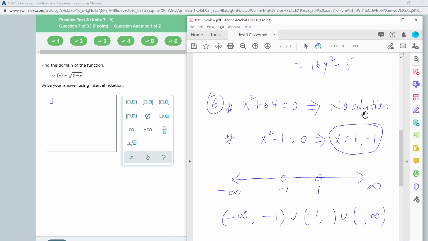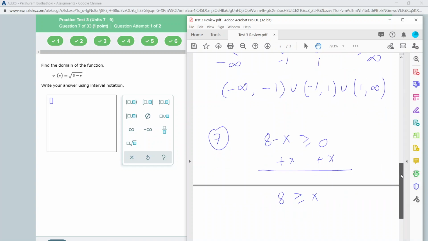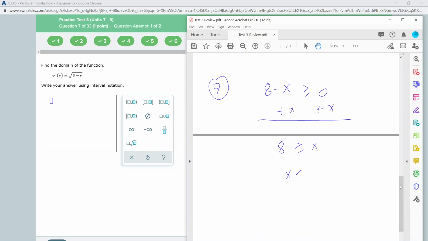So for this kind of function, number 7, to find the domain, this is the restriction we have to solve. This 8 minus x, which is inside this radical sign, is supposed to be greater than or equal to 0. If you solve for x, just add x to both sides. It gives you 8 is greater than or equal to x. Another way of saying the same thing is x is less than or equal to 8. So the domain would be any real number less than or equal to 8.